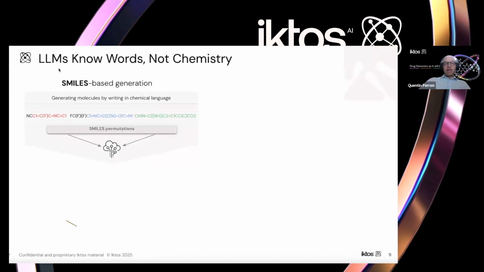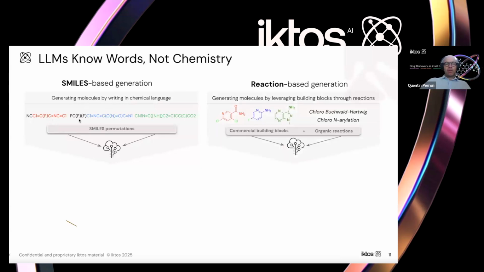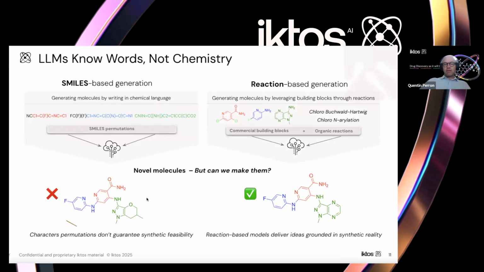The problem, as I said, is that large language model GenAI is based on words. They don't know anything about chemistry. So they are just playing with permutations of characters, permutations of pieces of SMILES, and at the end of the day, generating a new SMILES with permutation can, of course, generate new molecules, maybe novel ones, but the drawback is that this is not a feasible path.